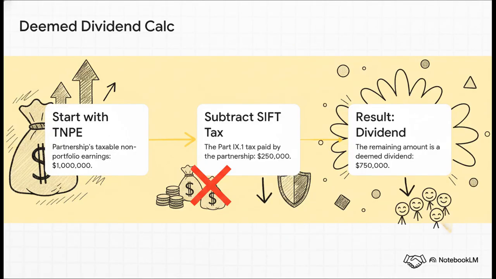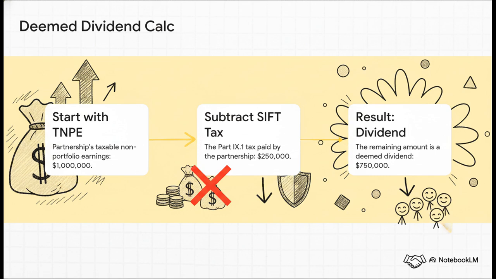Believe it or not, the calculation here is the easy part. Let's just go back to our first scenario for a simple example. We started with $1 million of earnings. The partnership paid $250,000 in SIFT tax, so what's left? $750,000. That's what's available to be distributed. But here's the crucial point. This isn't just regular partnership income anymore. The law deems this amount to be a dividend, specifically an eligible dividend, as if it came from a regular Canadian corporation.